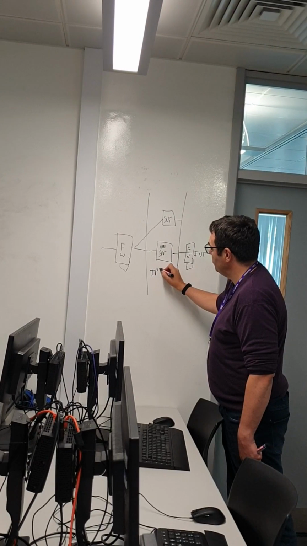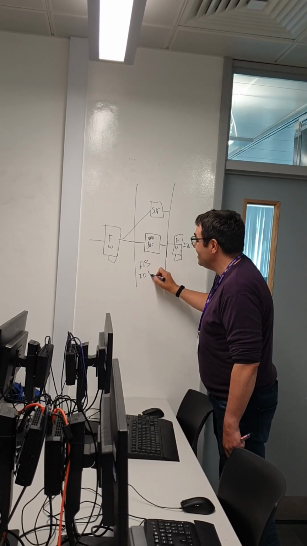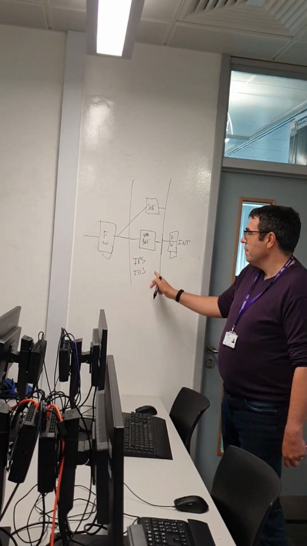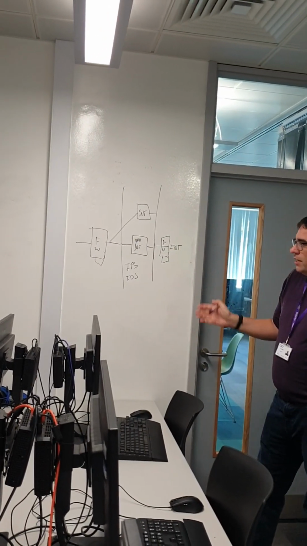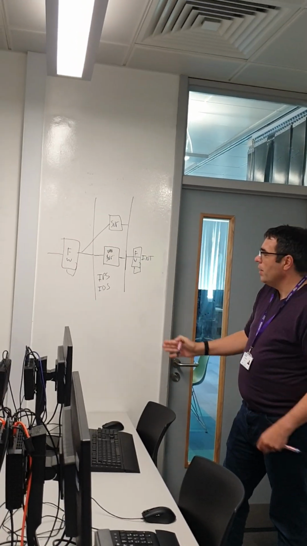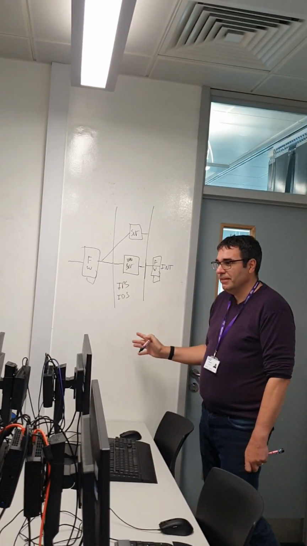IPS, which is intrusion prevention systems, or IDS, which is intrusion detection systems. The only difference between them is prevention will stop traffic, detection just alerts on traffic. By traffic, that means stuff that is considered to be bad. Ideally you want both, so you get notified, but it'll also try to stop it.